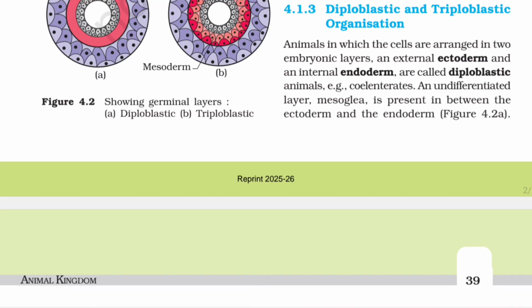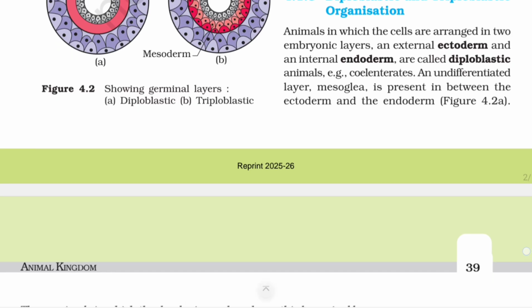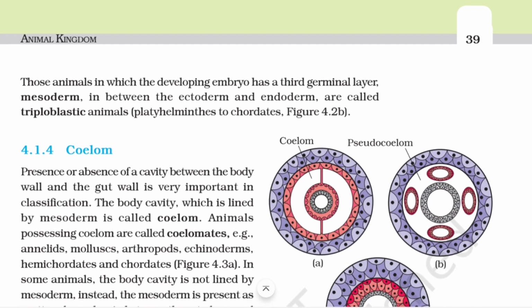4.1.3 Diploblastic and triploblastic organization. Animals in which the cells are arranged in two embryonic layers, an external ectoderm and an internal endoderm, are called diploblastic animals, for example coelenterates. An undifferentiated layer, mesoglea, is present in between the ectoderm and the endoderm, figure 4.2a. Those animals in which the developing embryo has a third germinal layer known as mesoderm in between the ectoderm and endoderm are called triploblastic animals, for example Platyhelminthes to chordates.